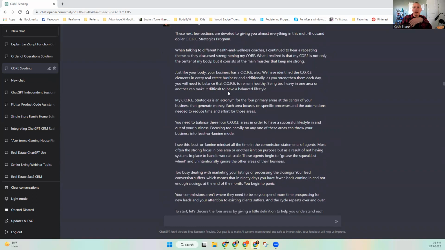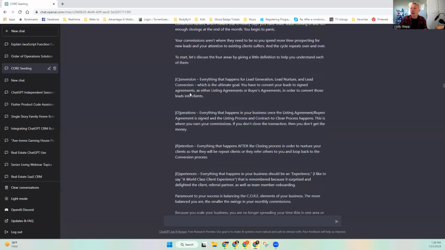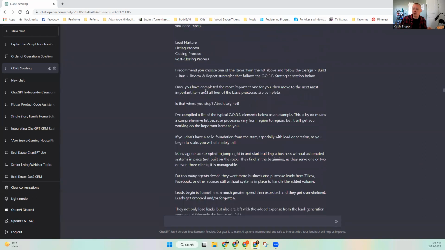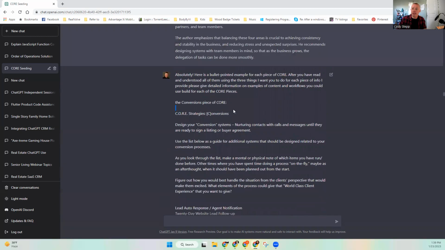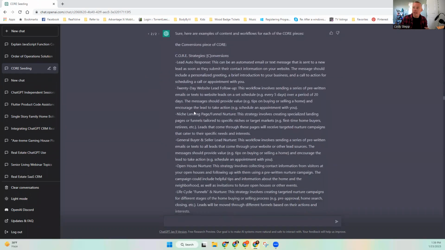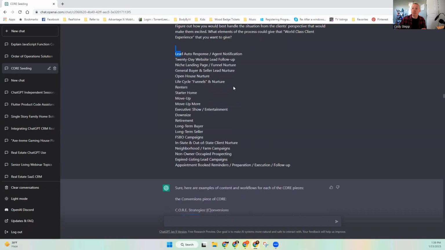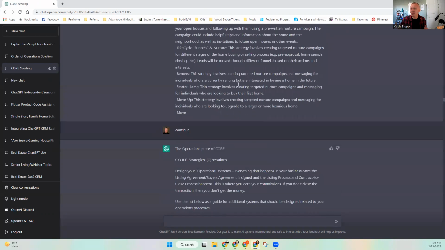So as we do that, I start diving into the core strategy frameworks. So I'm just going concept by concept, and I give it a high level overview of what core is. And then after that, I start breaking core into its pieces, the conversions, the operations, the retention, and the experiences. When I do that, what I start asking GPT to do is give me detailed examples of each of those bullet pointed pieces from the book. So again, I'm seeking out additional context that GPT can provide based on what it knows and what it's learned thus far. And it does a really good job.